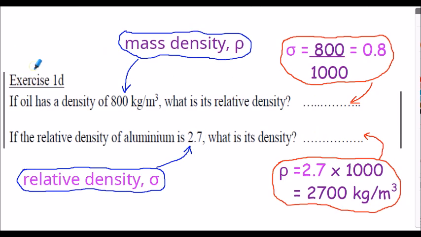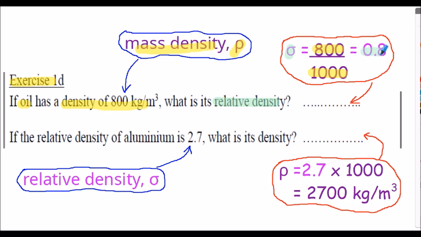The answers to the exercise are given in the question: the oil has a mass density of 800 kilograms per meter cubed, so that's the mass density symbol ρ. To find its relative density relative to water, we divide the 800 by 1000 kilograms per meter cubed, the fresh water density. That gives a relative density of 0.8.